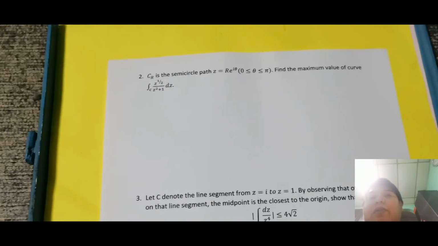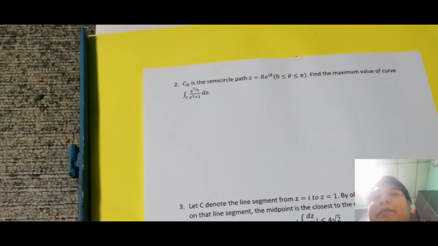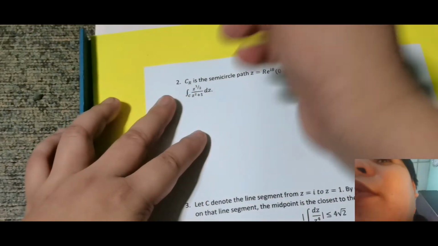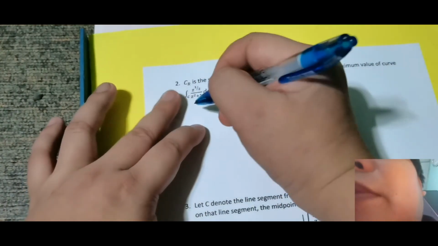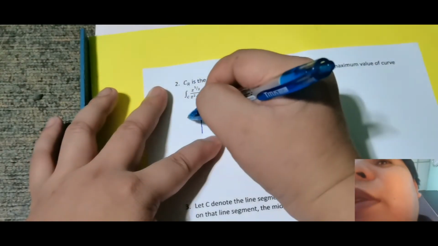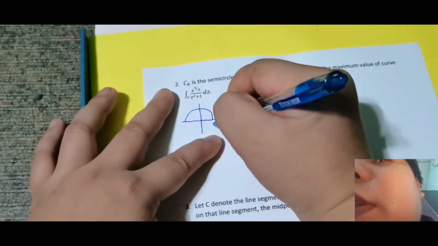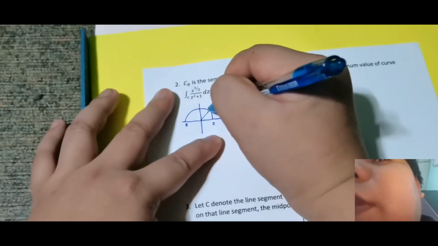So number 2, suppose z of r is a semicircular path. z is equal to r e raised to i theta from 0 to pi. Find the maximum value of the curve. So pansinin na natin, since hindi naman proving, hanapin lang natin maximum value na. So by ML theorem pa rin maximum value niya. Okay, so check natin. Una, kunin natin yung f of z o yung length, drawing muna natin by the way yung circle. Since semicircular path siya from 0 to pi, so meaning dito siya. This is from 0 to pi, with radius r.